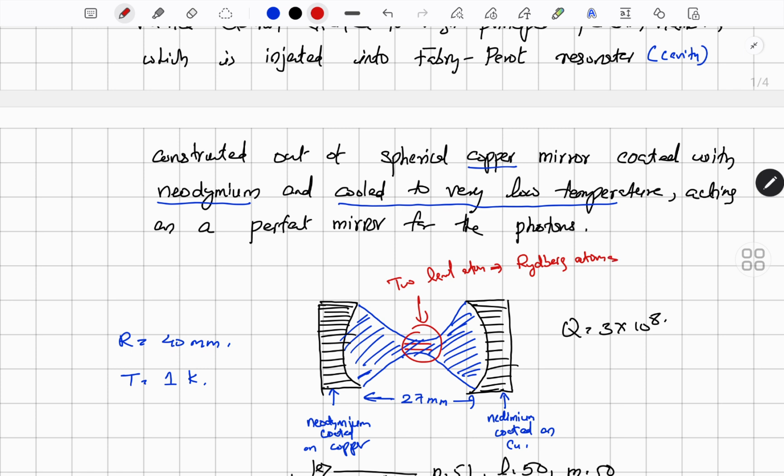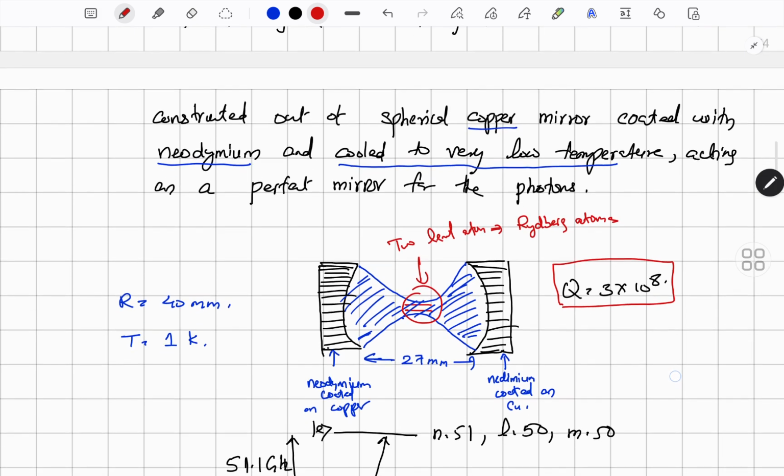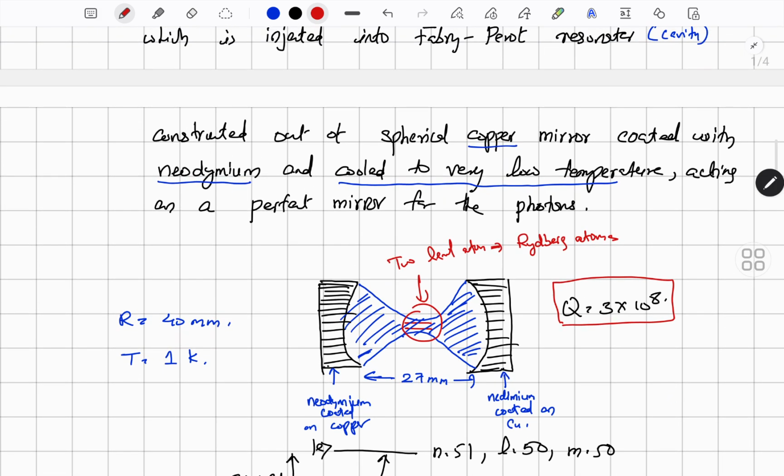In order to achieve a very good interaction between this Rydberg atom and the cavity, we should have a very high Q factor. The Q factor is on the order of 3 × 10^8. The separation between the mirrors is around 27 millimeters, the radius of curvature of the spherical mirrors is around 40 millimeters, and the temperature is around 1 Kelvin.